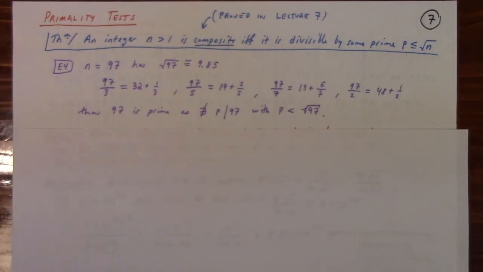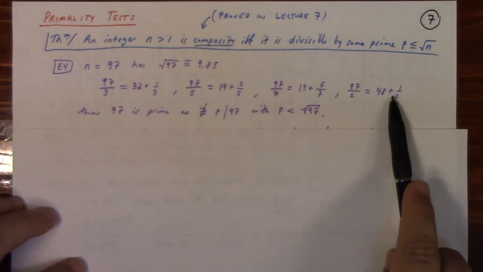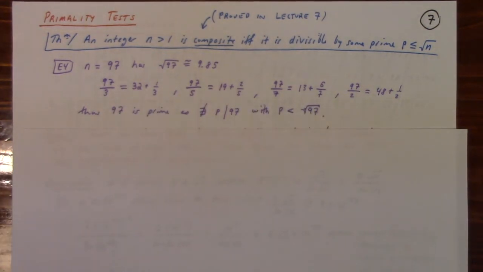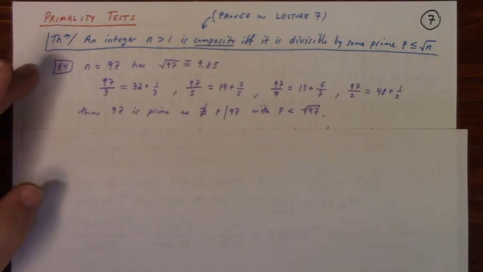So the square root of 97 is 9.85. So we should check 2, 3, 5, and 7. So here's 2, then 3, then 5, then 7. As you can see, there's a remainder in each case, which means it's not divisible by any of those, and therefore 97 is prime. So, pretty cool.